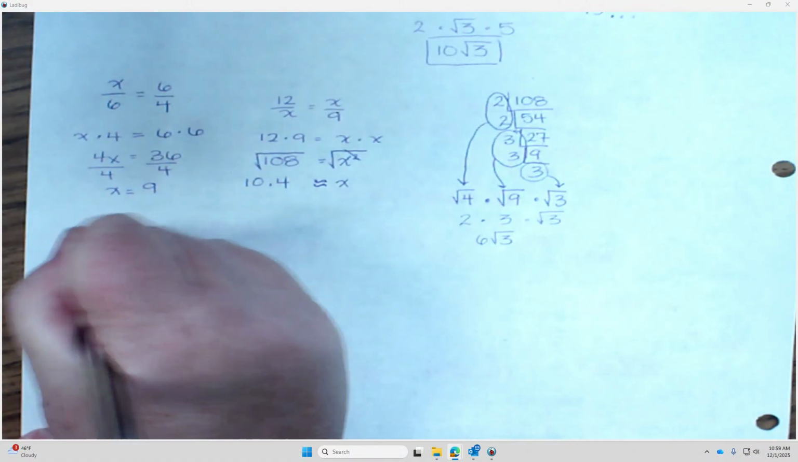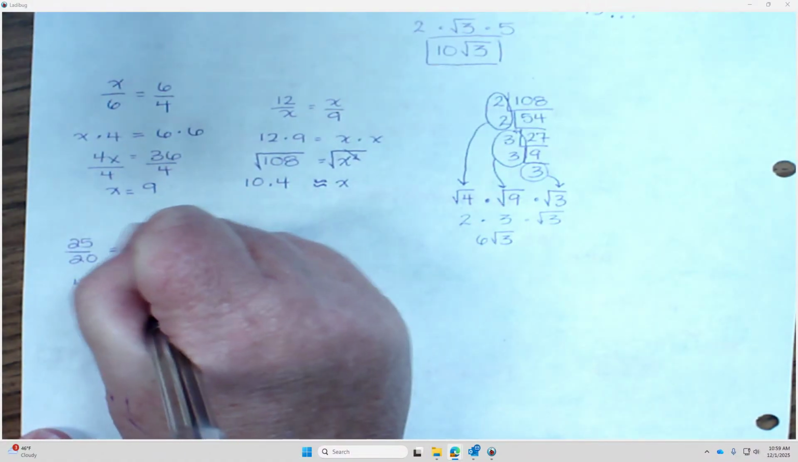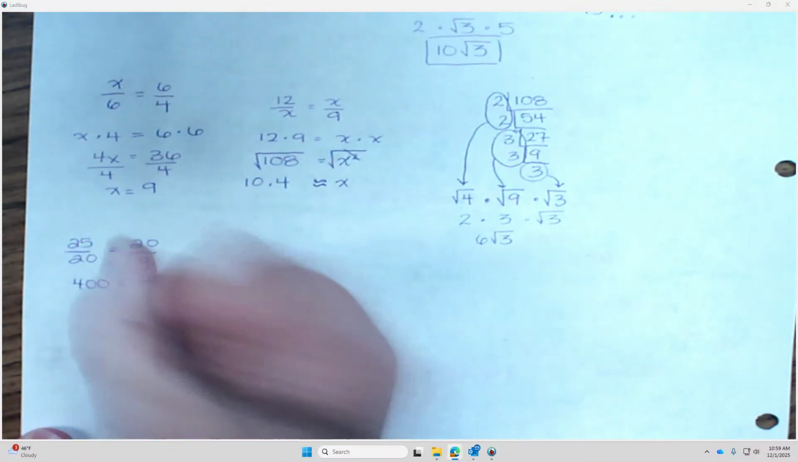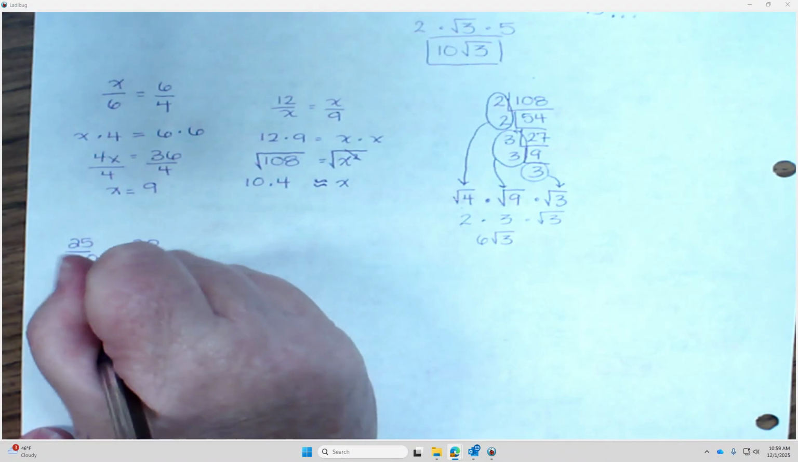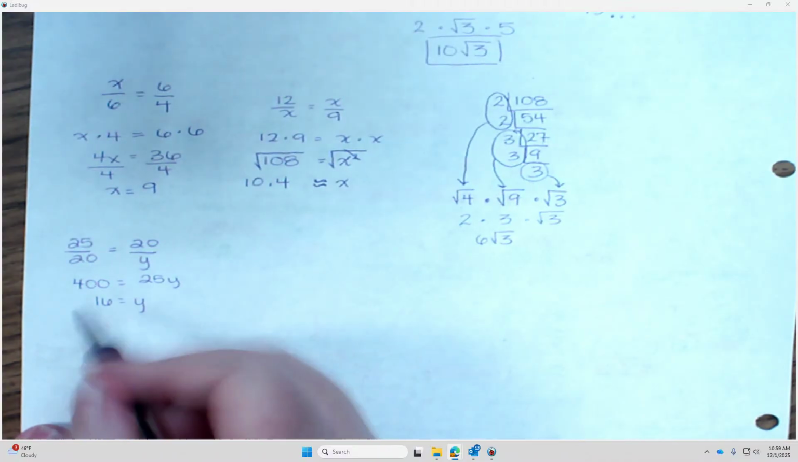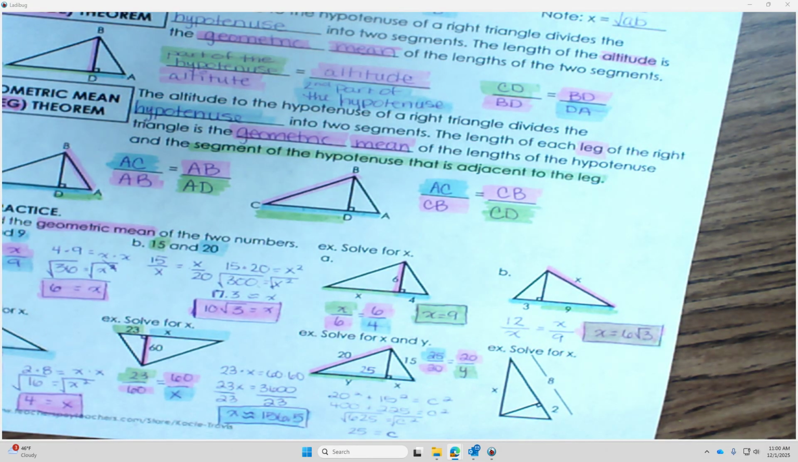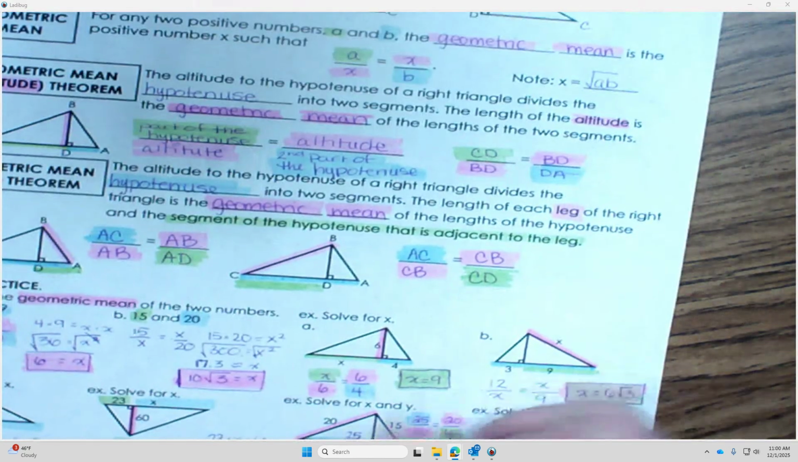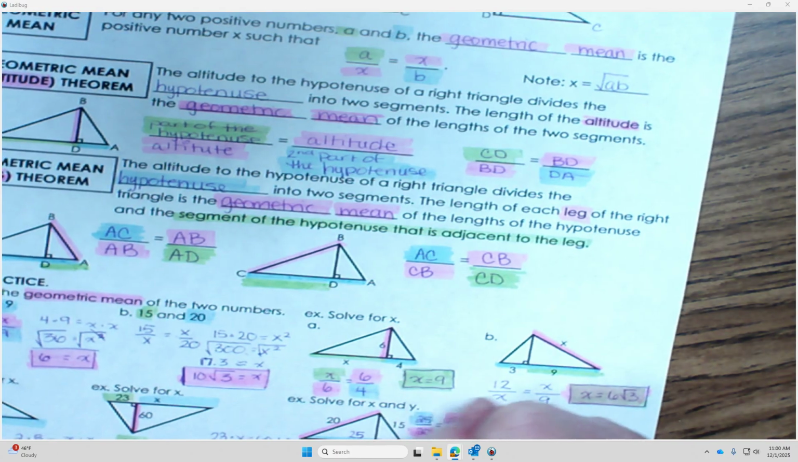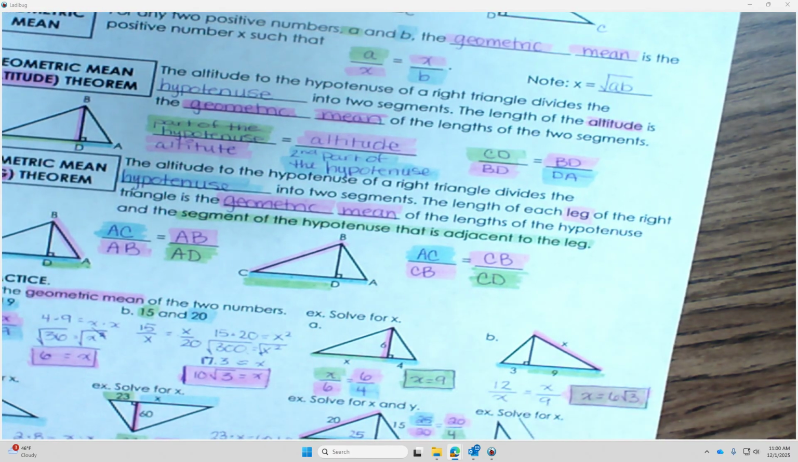20 times 20 is 400. 25 times y is 25y. I know that there's 4 25s in 100, and that's 400, so that's going to be 16 is equal to y. Okay, if I divide by 25, I get 16 equals y. So I'm going to come over here and put y equal to, let's double check, 16. And I'm going to go ahead and box that.